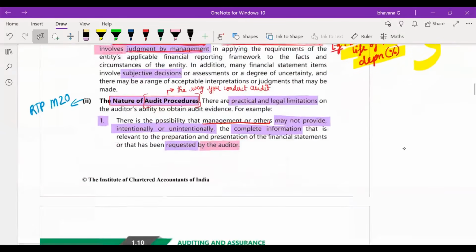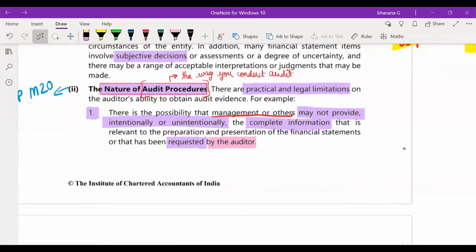Second limitation. What is the second limitation? The second limitation is the nature of audit procedures. So what are audit procedures here? This is also spoken about in the later parts of your chapter, I mean, in the other chapters. Here you can understand that audit procedures is nothing but the way you conduct the audit.